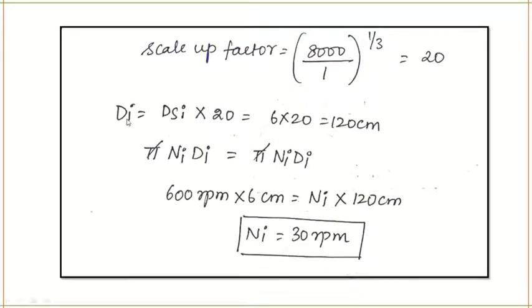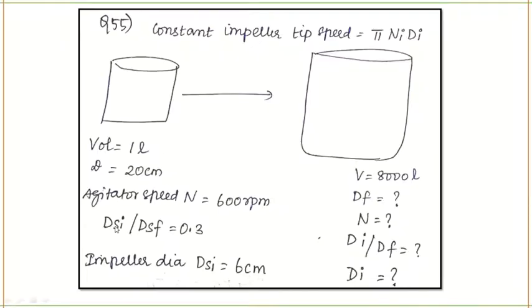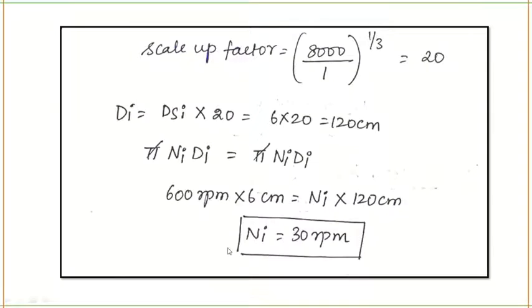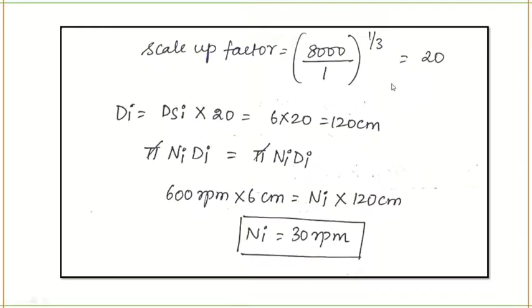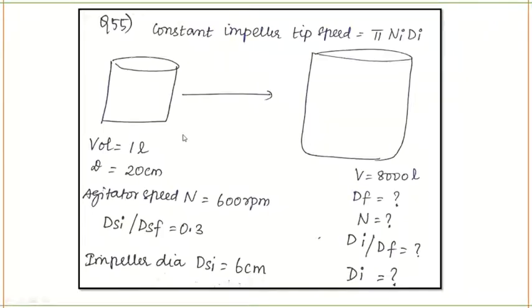So the diameter of the impeller you have to find out. For the small fermenter, the impeller diameter is 6 centimeter, into 20, 120 centimeter will be for the larger fermenter. So what is required for this question is N and D. For N of the small fermenter we know, but we do not know the N of the large fermenter. That is the RPM they are asking, agitator speed.